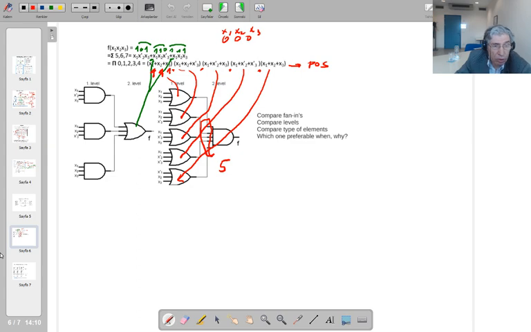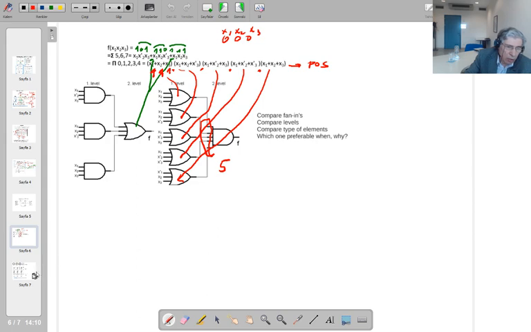But we don't know whether it is efficient, effective, or not yet. All we know is this: it is a two-level design, so in terms of propagation delay, it is a good design. But the number of elements, whether it is good or not, we don't know yet.